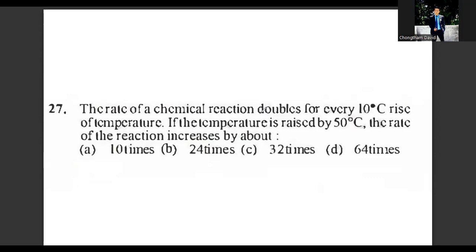The rate of a chemical reaction doubles for every 10 degree rise of temperature. If the temperature is raised by 50 degrees Celsius, the rate of the reaction would be? Don't forget to use this formula. What is 2 to the power 5? 32 times. This is the answer for question 27.